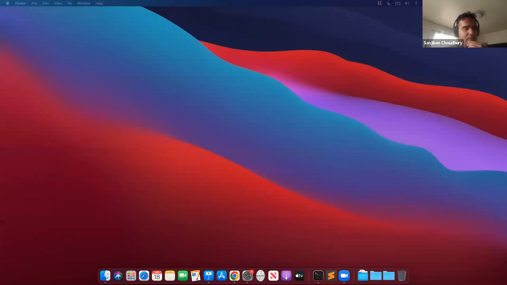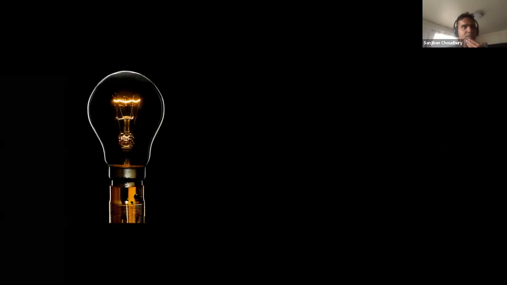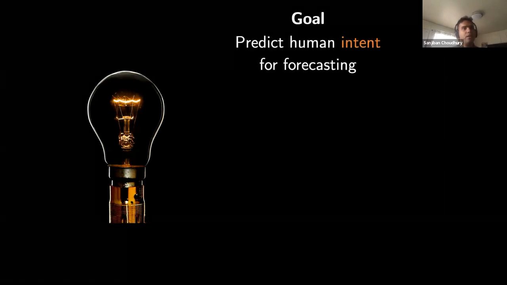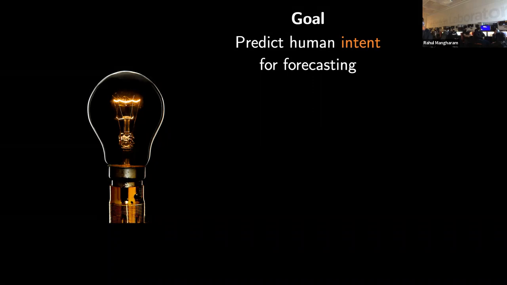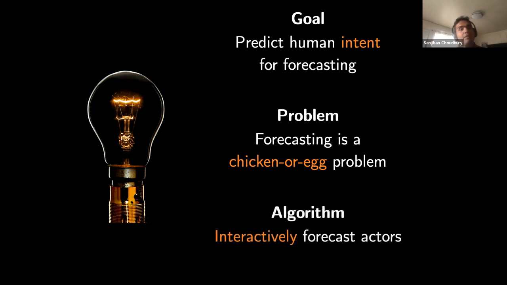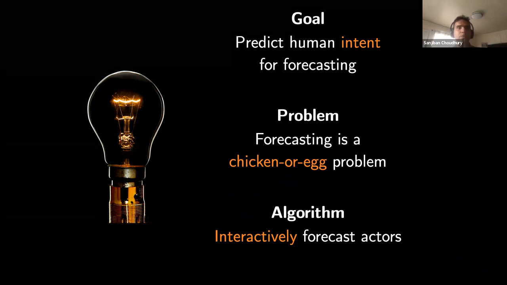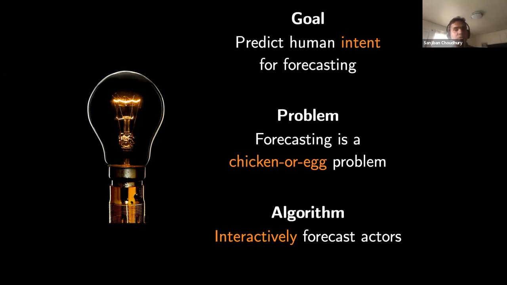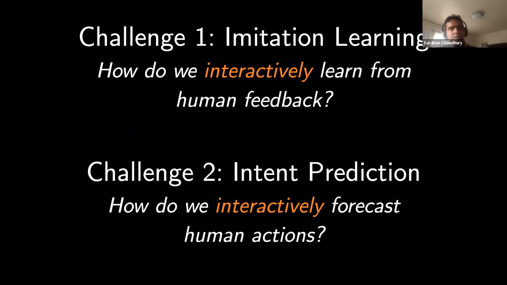So I think we're almost at the end. Let me just go through and summarize. That was the second part of the talk. Our goal was to predict the intent of human actors, but we realized we can't naively forecast other humans independent of what the robot will do. This is because the robot affects what other humans will do. This is the chicken or egg problem of forecasting. Thankfully there's a fix. Instead of independently forecasting each actor, you can design algorithms that interactively forecast actors with what the robot will do. And we saw how using a graph neural network, we can do just that, creating a set of self-consistent forecasts. These are the two challenges that we talked about today.